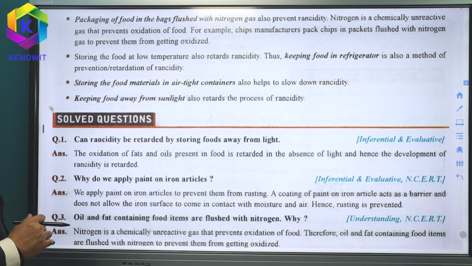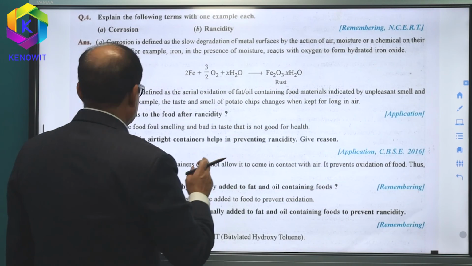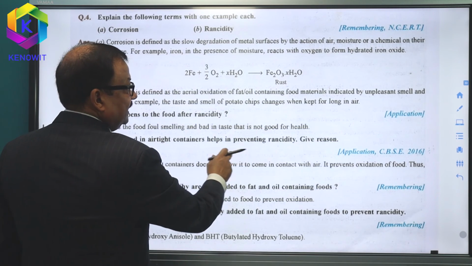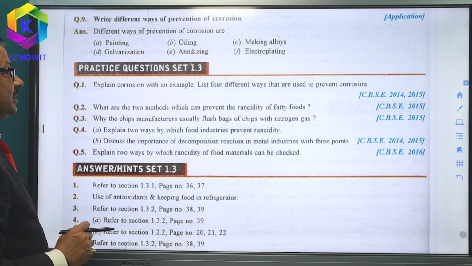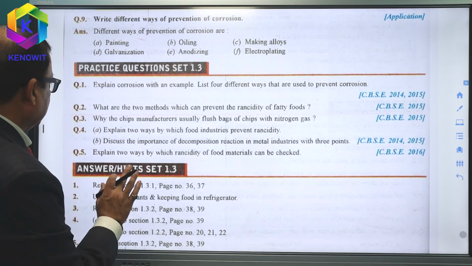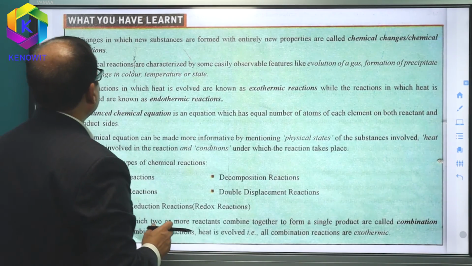So, can rancidity be retarded by storing food away from light? So these are the questions. Please try to solve all these questions. Solve the questions, application based, and then the practice questions. Explain corrosion with an example from life. List 4 different ways. So we know how to write, and the answers are also given.